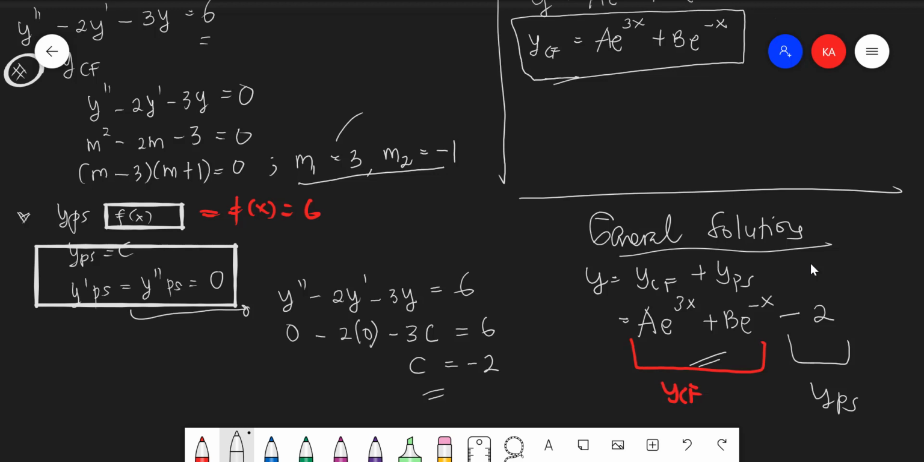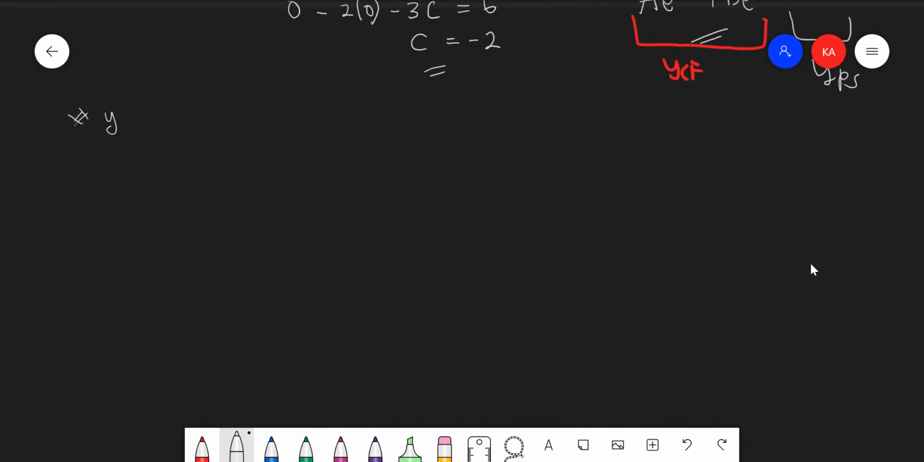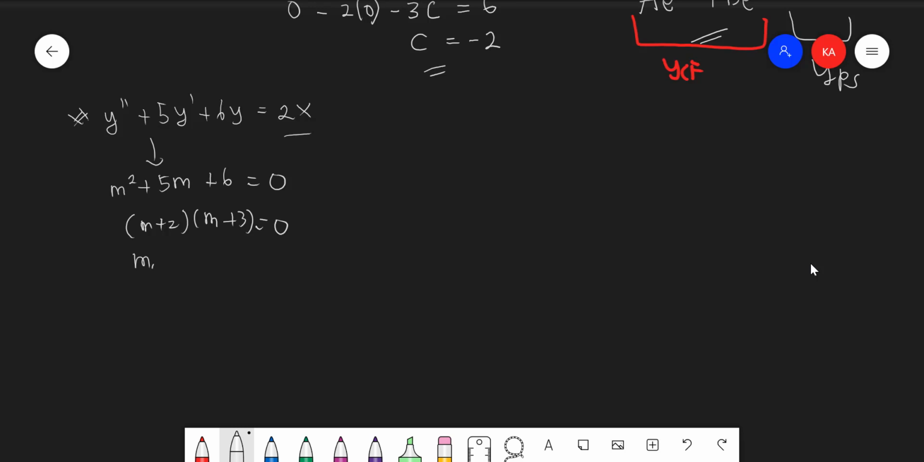So I will give you another example. Number 2 is y double prime plus 5y prime plus 6y is equal to 2x. Okay, so this is the linear function 2x. From here, the first thing we have to find is the complementary function. So m squared plus 5m plus 6 is equal to 0. So we have (m plus 2)(m plus 3) equal to 0. So we have m1 is minus 2 and m2 is minus 3.